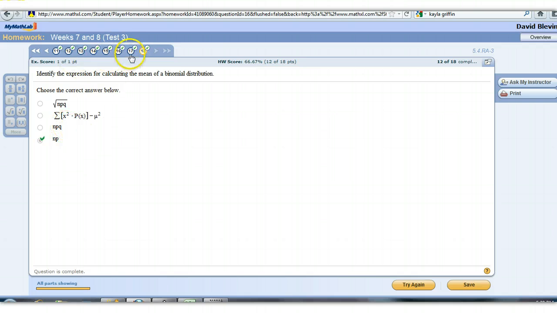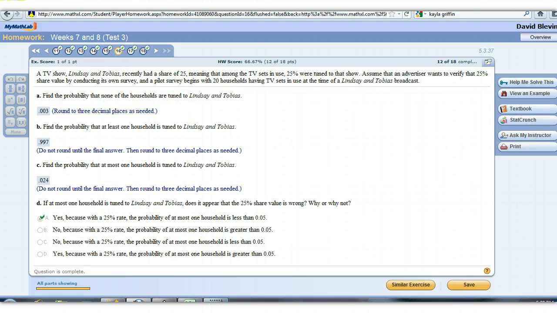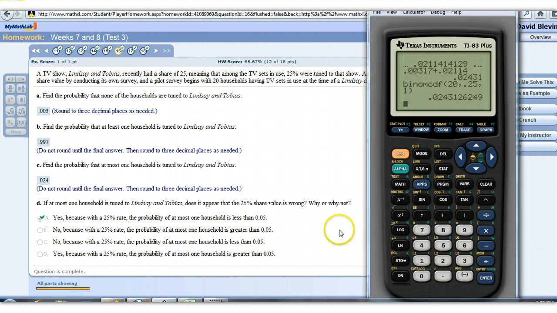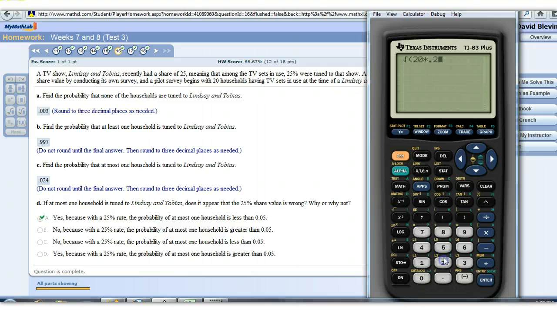Alright, npq, if we look back at 16, which is a binomial, the standard deviation there would be the square root of 20, p is 0.25, q is 0.75. So that's what we mean by using that formula. Now it doesn't ask for that in that problem, but that's the standard deviation from problem number 20. And then n times p, 20 times 0.25.